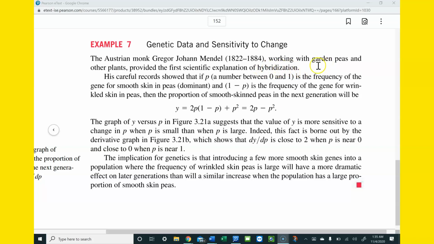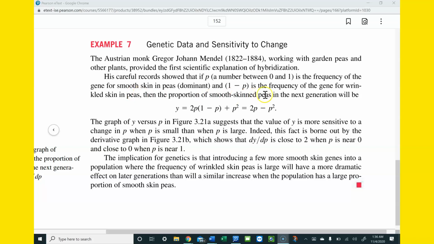I would think hybridization would be something like crossing peas with each other or trying to change the way that a garden pea would come out, trying to improve it. His careful records show that if p, a number between 0 and 1, is the frequency of the gene for smooth skin in peas, which is dominant in this case. So in other words, you could also think of p not only as a frequency, but as a probability. So it's like the probability that a pea would have the gene for smooth skin. And the complement of that, 1 minus p, is the frequency of the gene for wrinkled skin in peas. So that's the probability that a pea would have the gene for wrinkled skin.